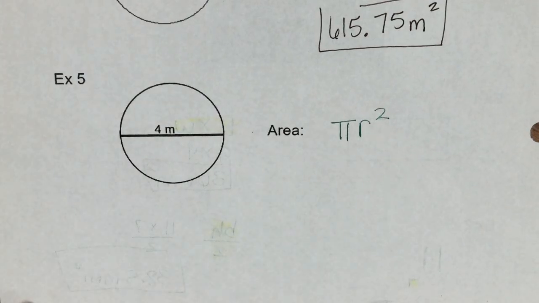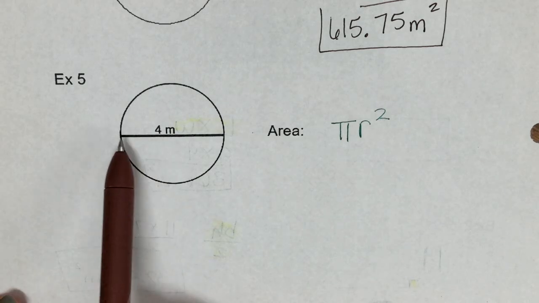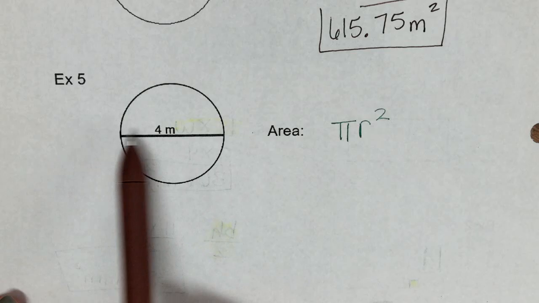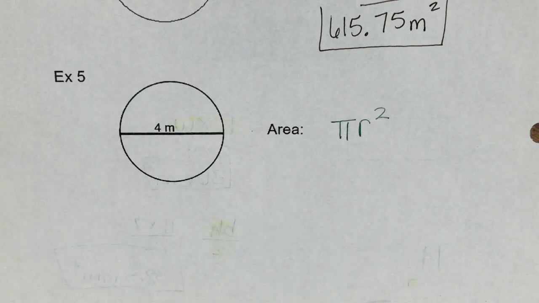Some of y'all just daydreaming. Y'all are going to be lost for the next 3 weeks. I need you focused. Again, if it goes all the way through the circle, you have to cut it in half. That means divide by 2.